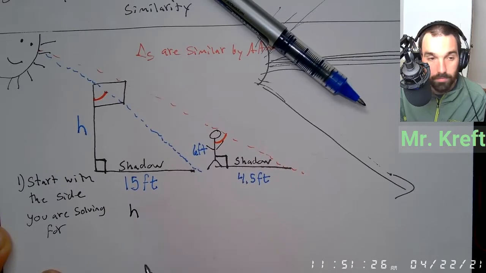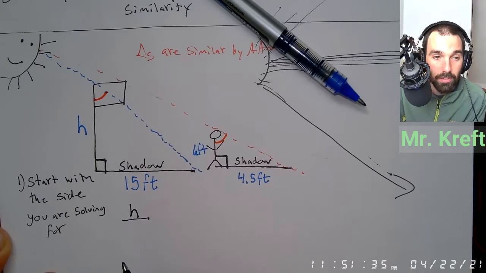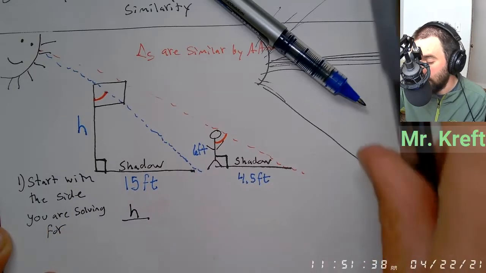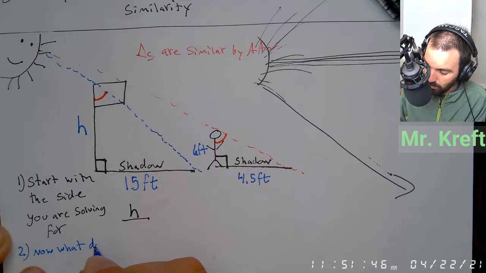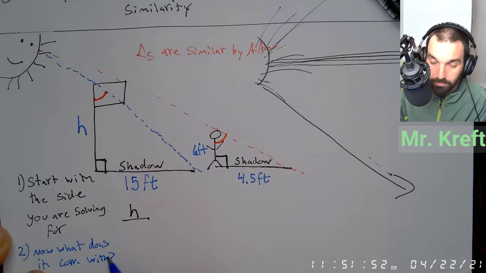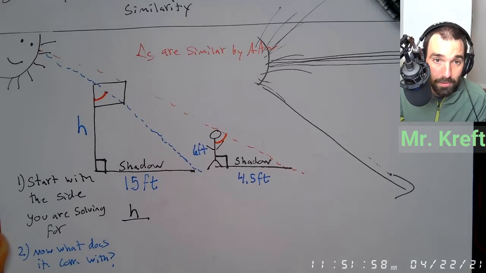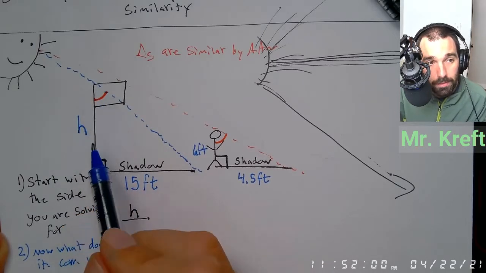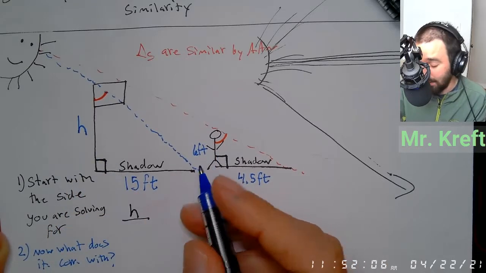So I'm going to write h, and then that ratio is going to be corresponding to what? What does h correspond with in the other triangle? Think of it this way: these mean real things. This is the height of a flagpole. This is the height of a person. So the height should go with the height.